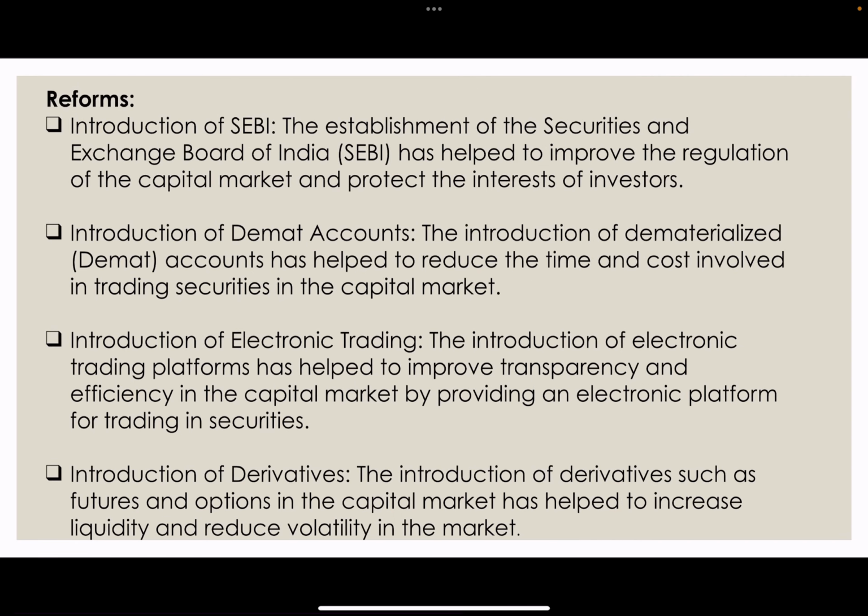Reforms. Introduction of SEBI. The establishment of the Securities and Exchange Board of India, SEBI, has helped to improve the regulation of the capital market and protect the interests of investors.